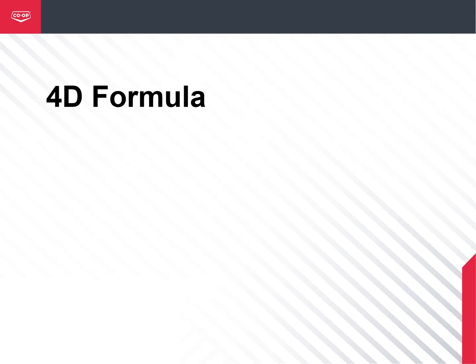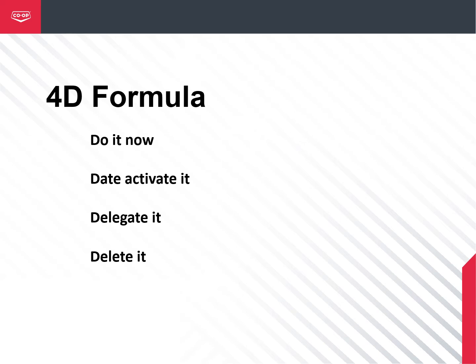So the first item is do it now. Is it something that you have to look after? Can you do it now? Is it a task that will take 1 to 3 minutes to complete? The next one is date activate it. If it'll take longer than 1 to 3 minutes, you need to estimate the time that that particular task is going to take and schedule it in.